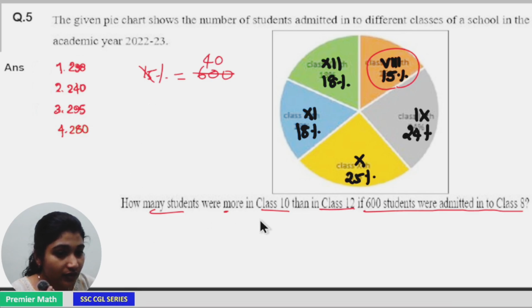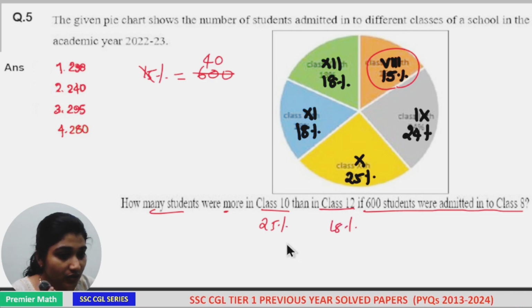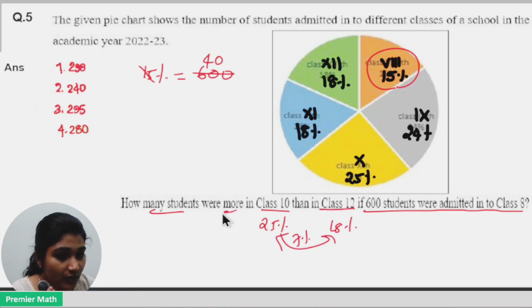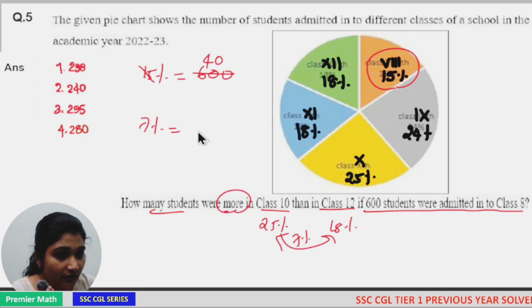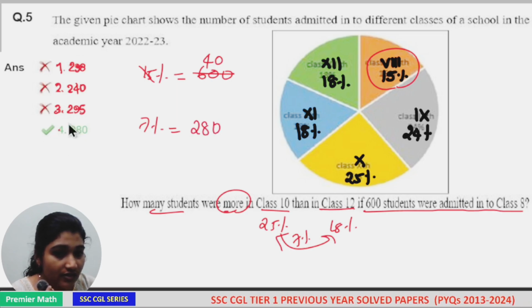Now, here in class 10, we have 25 percentage students, and in class 12, we have 18 percentage students. So difference here is equal to 7 percentage. So more students are 7 percentage. In class 10, we have 7 percentage more students. So 7 percentage is equal to 7 into 40, 280 students. Option 4 is your answer. In class 10, we have 280 students more than class 12.